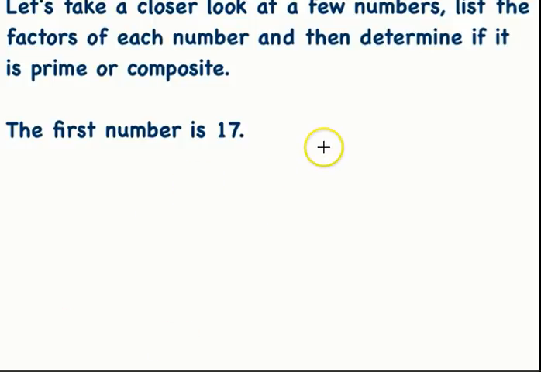When using the T-chart, you put your number on top, 17, and you make a T. And you list the ways you can make 17. What two numbers can you multiply together? What two factors would make 17? Well, we can always use 1 times 17.